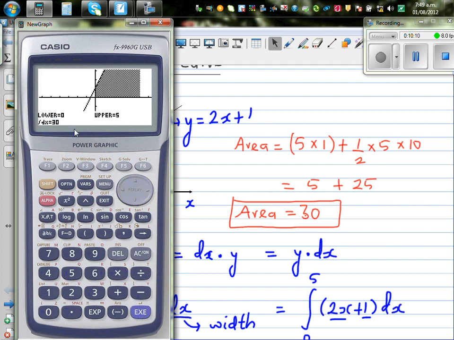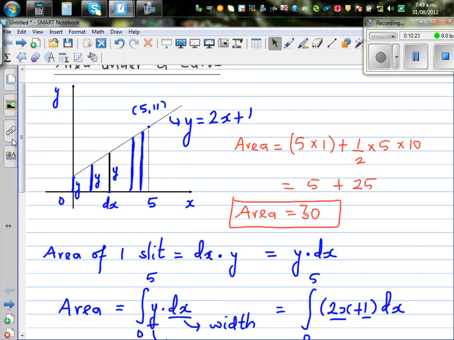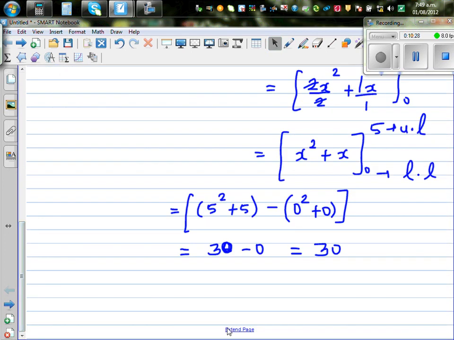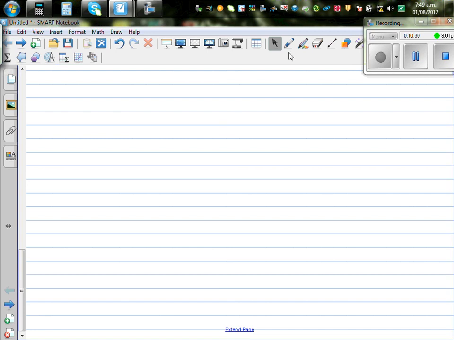Can you see what it has done? The lower limit is 0, the upper limit is 5. It has added up all the infinitesimally small rectangles from 0 to 5, and the area is 30. So both ways we saw the area is 30. Let me take one more example. Suppose the question is, let me draw a graph.